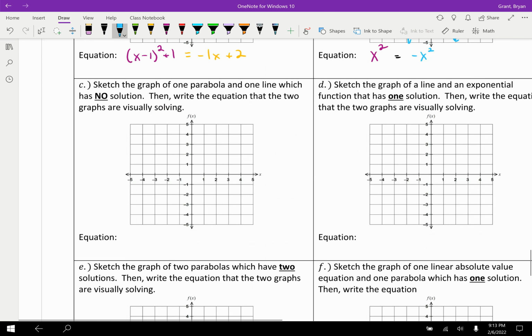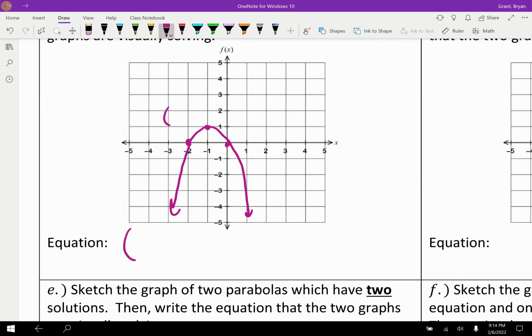All right, part C. Sketch the graph of one parabola and one line which has no solution. There are many ways to do this one. Let's go ahead and do a downward facing parabola. So we'll do something like this. Just keep the a value of 1 to make our lives easy. So this parabola, zooming in, the vertex is negative 1 comma 1, so I need x plus 1 squared plus 1. And let's see, we need a line that has no solution.